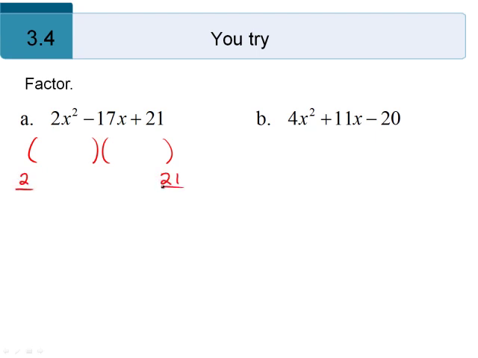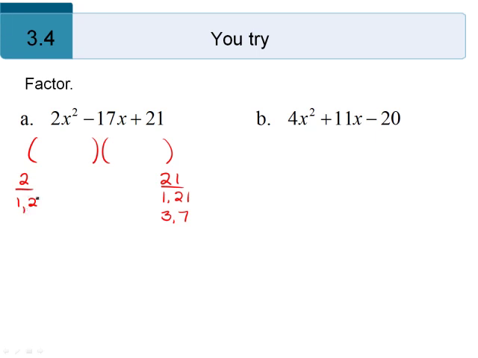I'm going to write down those factors. The factors of 2, I just have 1 times 2. And 21, I have 1 and 21 and 3 times 7. On this one, the fewer choices, the better off you are, because more choices just means there are more things to test out to find the right one that works.